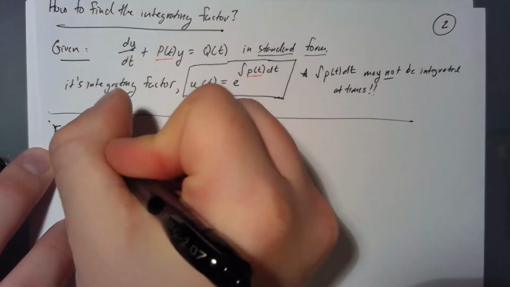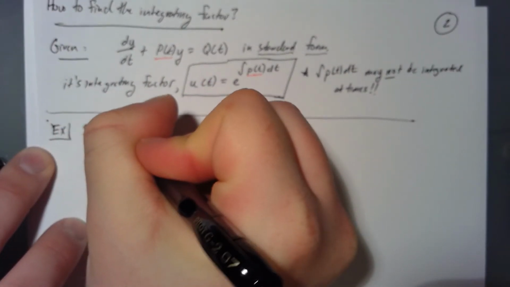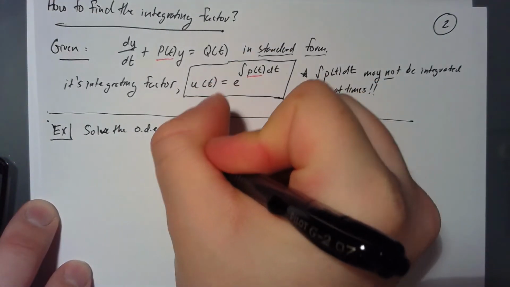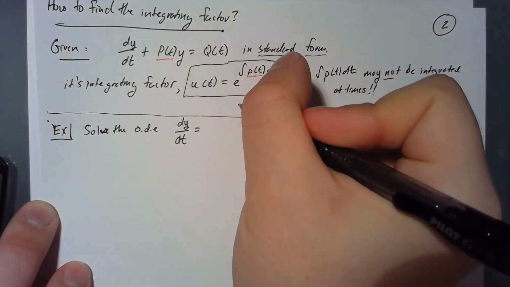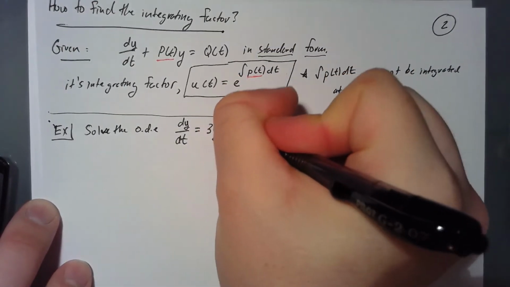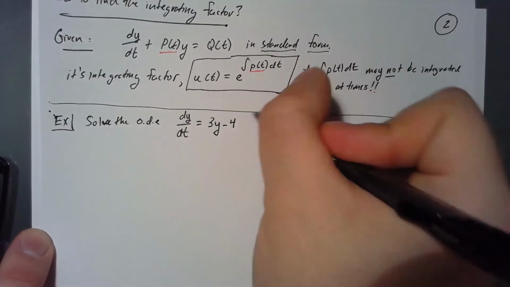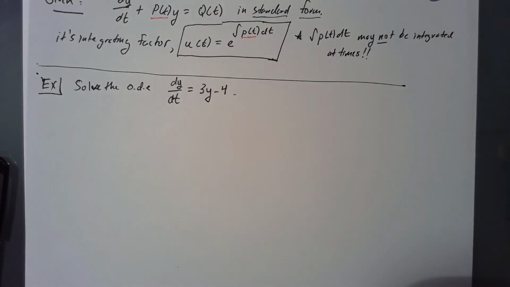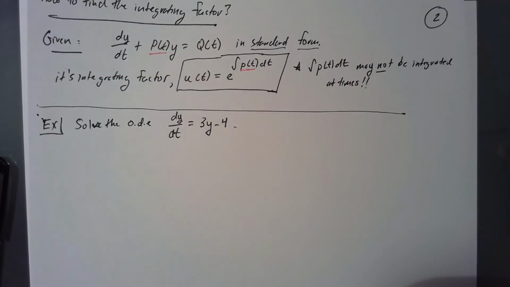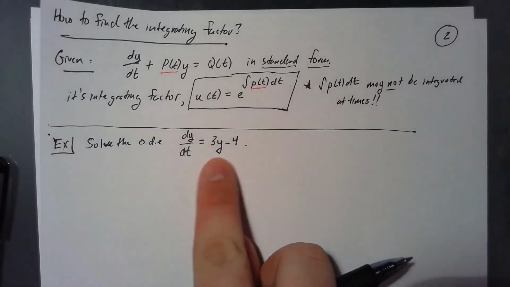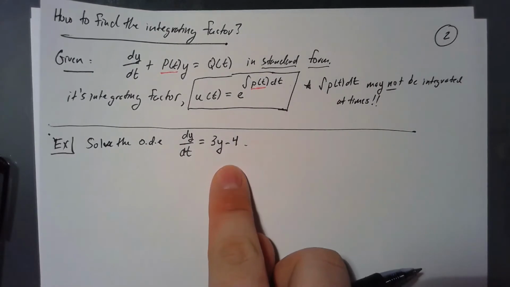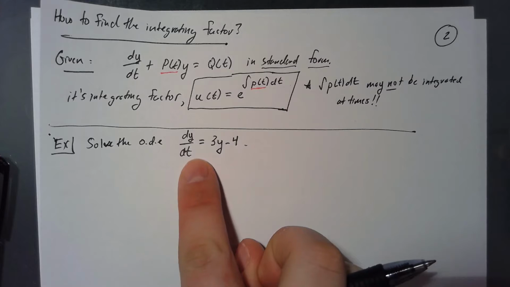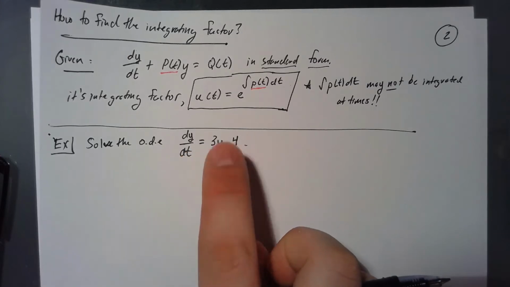So solve the ODE dy/dt equals 3y minus 4. Solve that ODE. Well, okay. The first thing you should do is put this in standard form. Well, before that, let me back up a second. Before that, could I solve this with separation of variables? Could I do that?